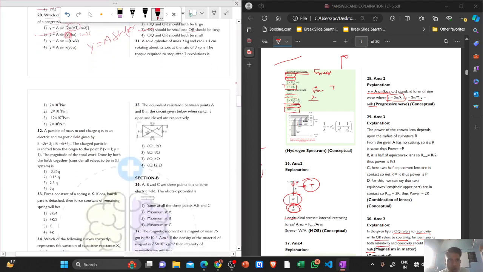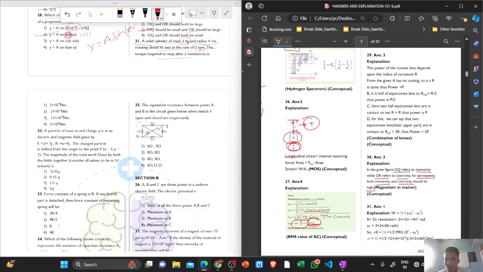A solid cylinder of mass 2 kg and radius sigma is rotating about its axis. Find the torque required to stop it after 2 revolutions. It's a simple question of rotational motion and we need to calculate the torque that is required. You can easily calculate the angle for 2 revolutions. In one revolution, theta is 2 pi, so 2 revolutions will be 4 pi.